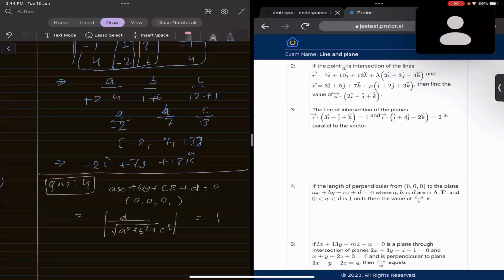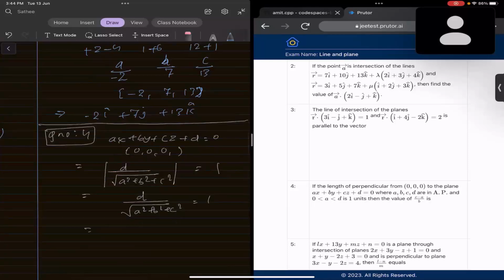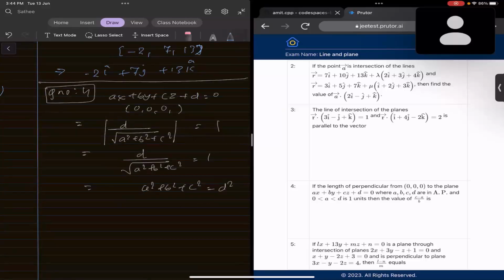Since d is already greater than 0, we can simply write this as a square plus b square plus c square equal to d square. Basically we have squared both the sides. We have to find the value of c minus a by b. So if we write it as follows, c would be a plus 2d, and b would be a plus d.